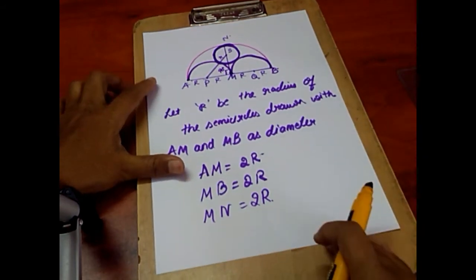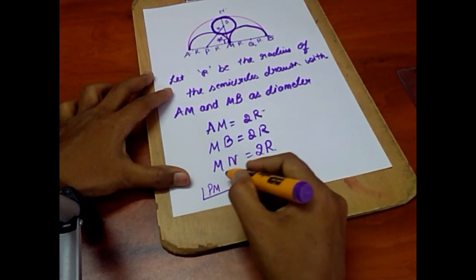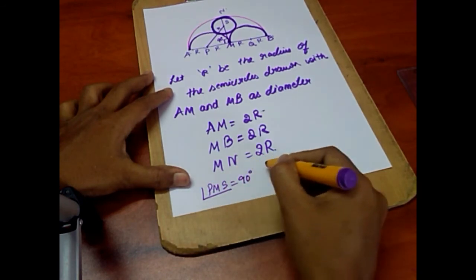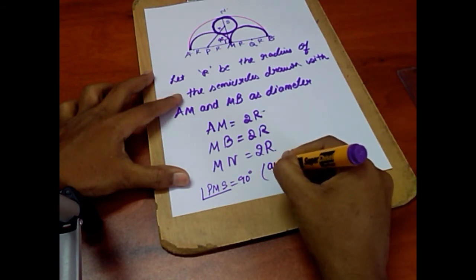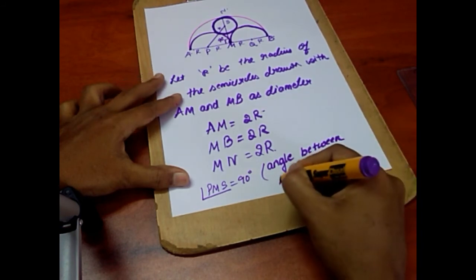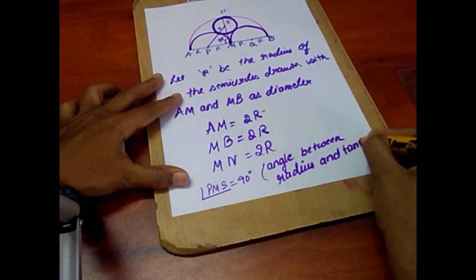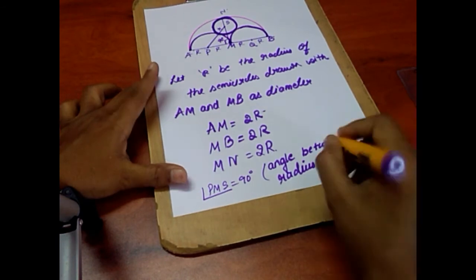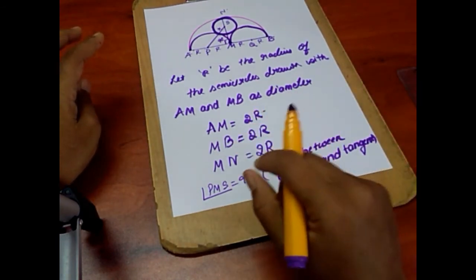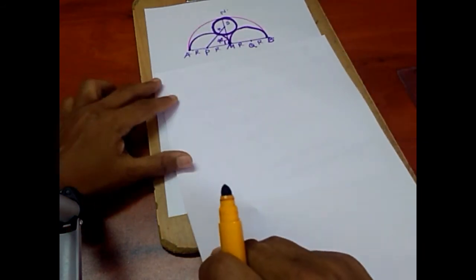Write the same thing. Angle PMS is equal to 90 degrees. Reason: angle between radius and tangent. After each step, children, pause the video, go through the diagram and write down the proof. Don't go and listen to the complete question, at last you will be under confusion. After each step, pause the video, write down and think how and why it is.